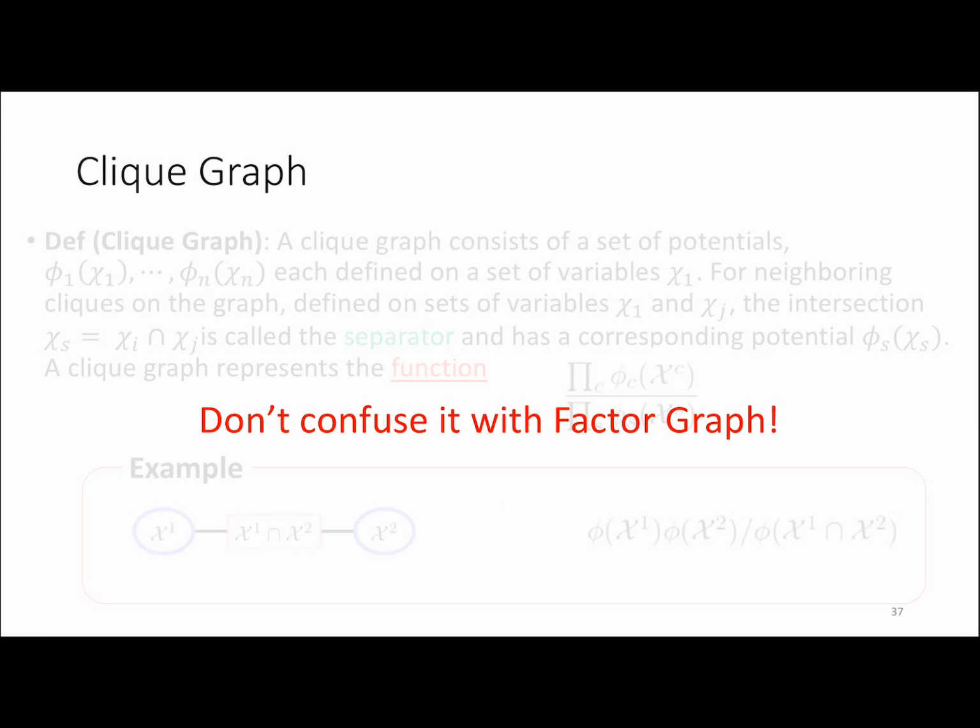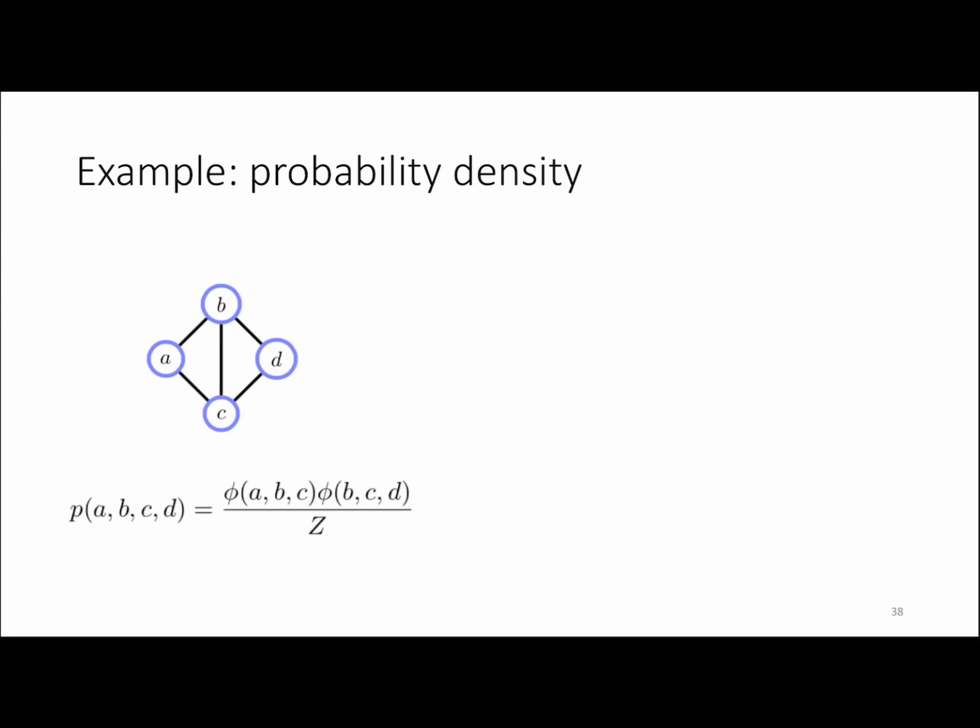So do not confuse it with the factor tree. But we are going to use it later on to see how it works. To give you an idea how it is related to probability, let's say that I have this representation. This is the graph that I have. Obviously, it has a loop in it. So what is the form of the factor graph?